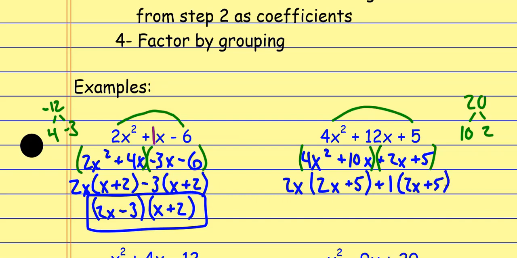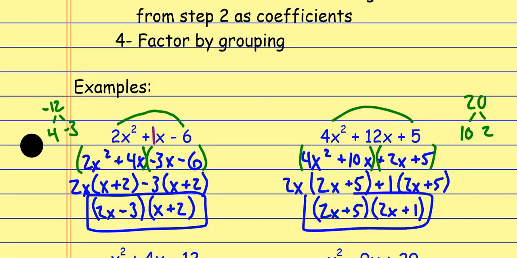And now I've got the 2x plus 5 and the 2x plus 1. And again, it doesn't matter what order you write these in. This time I'll write the 2x plus 5 first, because I can. But again, that's personal preference in terms of which order you write these in, okay? Split up the middle term, factor by grouping.